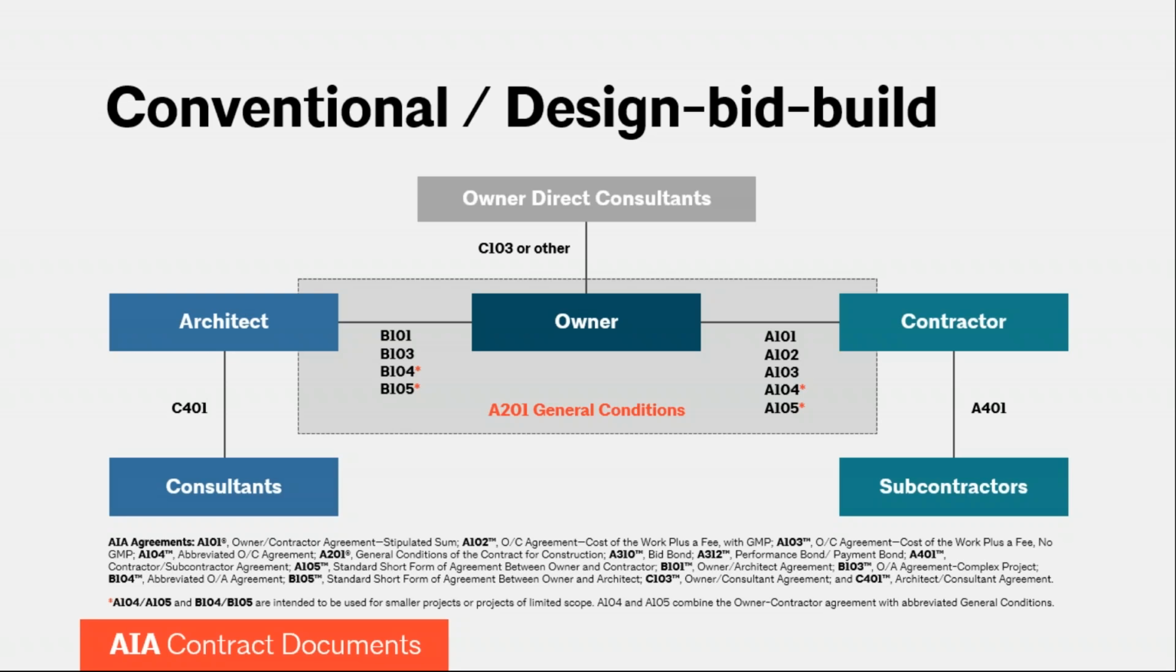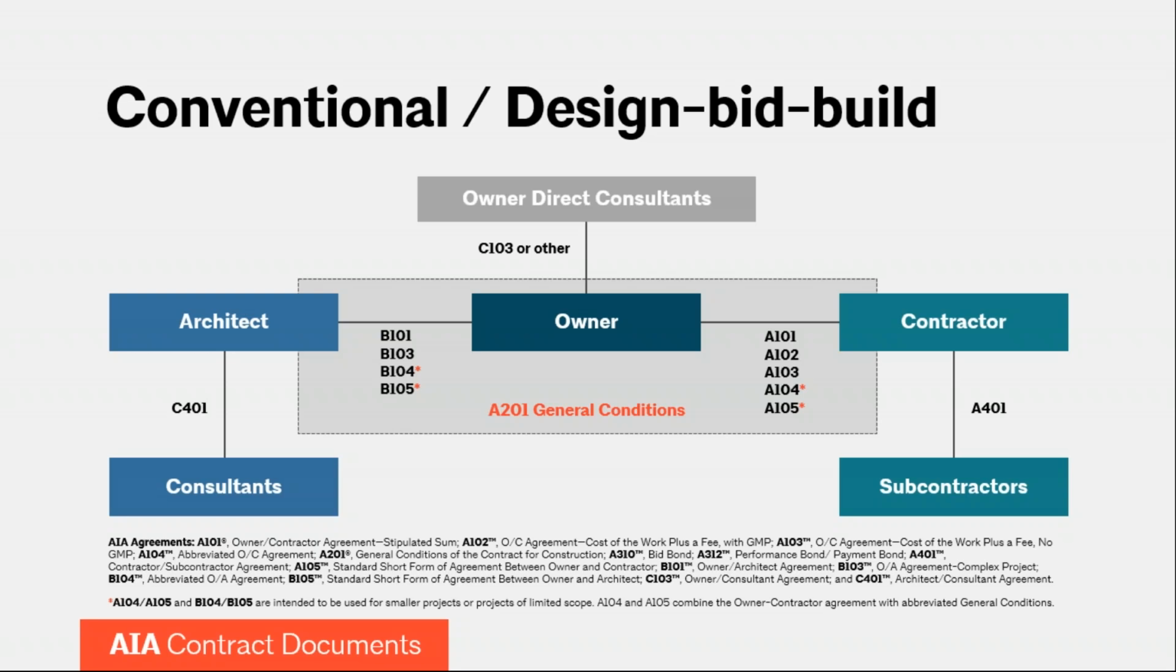Probably the most common method is design, bid, build, or conventional, where the owner selects the architect, who then designs a project and prepares construction documents. The owner then takes the documents, solicits cost proposals, and selects the contractor to construct the project.